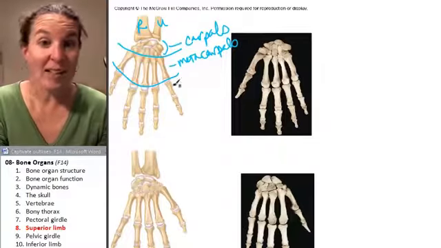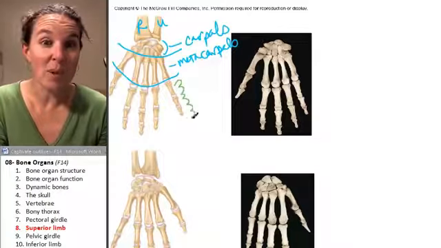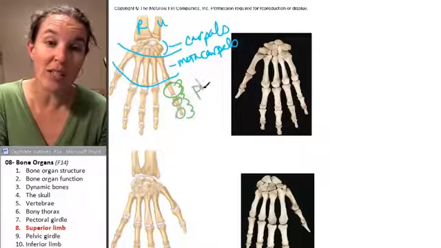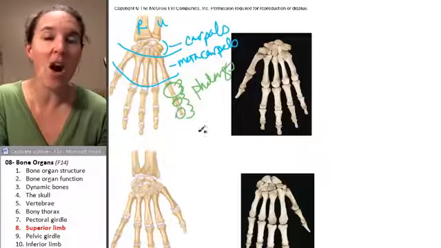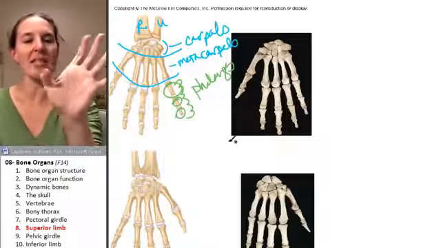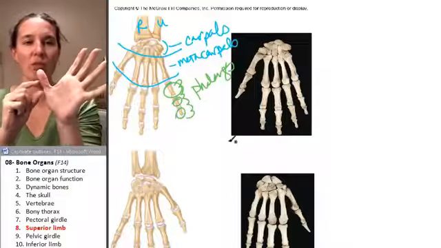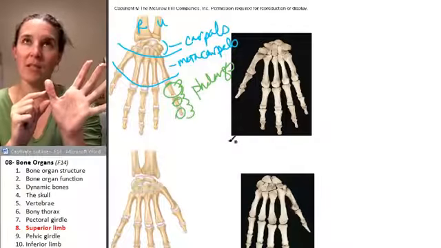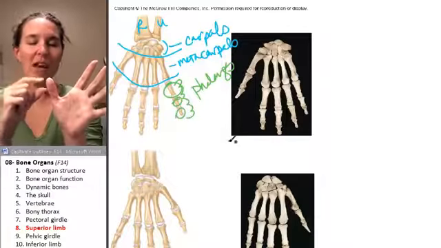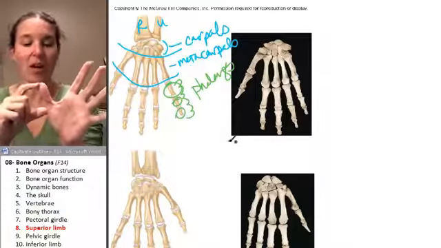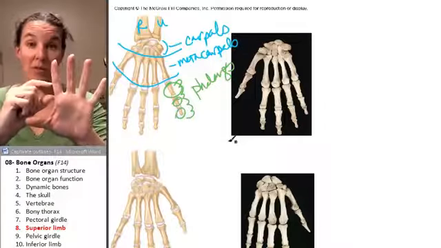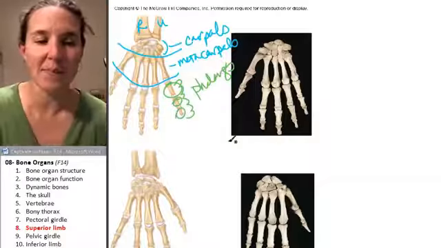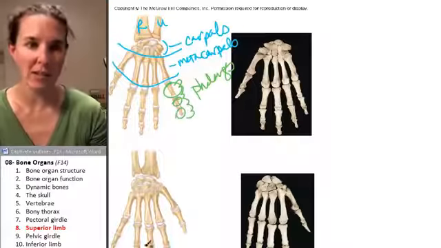Notice that distal to the metacarpals, we have 1, 2, 3 phalanges on each finger. And that makes sense, except for your thumb, you only have 2 phalanges. You have a proximal phalanx. Phalanx is singular, a phalange. And you have a distal phalanx. And here you have a proximal phalanx, a middle phalanx, and a distal phalanx. That's it. Superior limb is easy, isn't it?